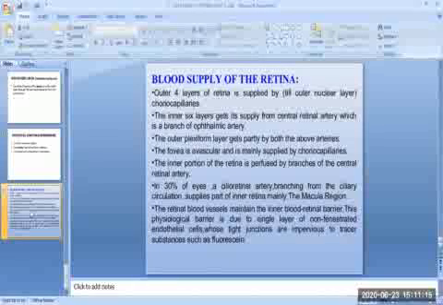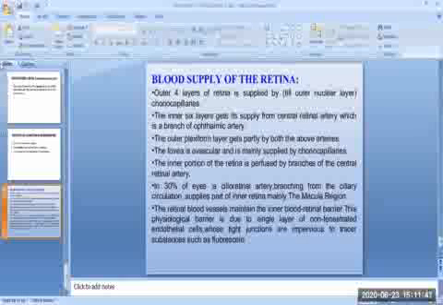In 30% of eyes, a cilioretinal artery branching from the ciliary circulation supplies part of the inner retina, mainly the macular region. The retinal blood vessels form the inner blood retinal barrier. This physiological barrier is due to the single layer of non-fenestrated endothelial cells, whose tight junctions are impervious to tracer substances such as fluorescein. So here completes our anatomy of retina.